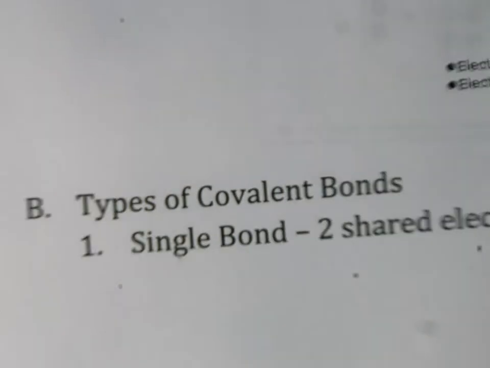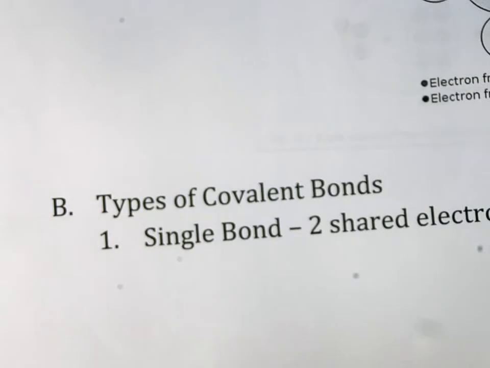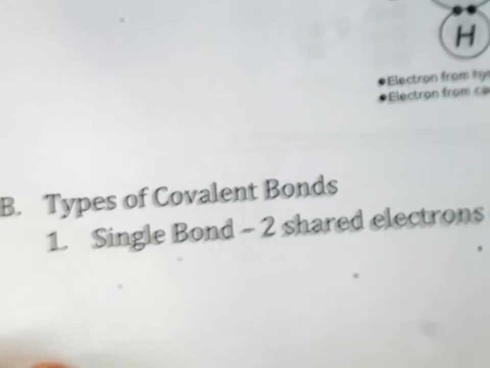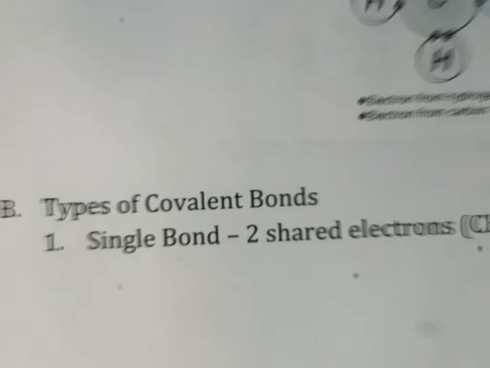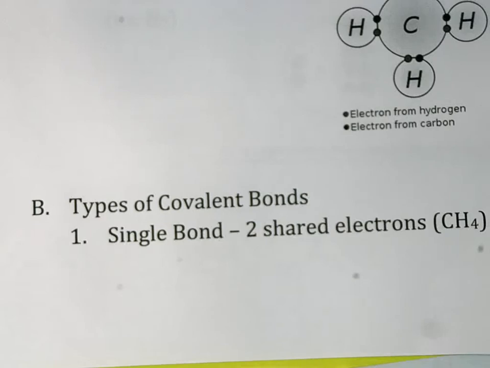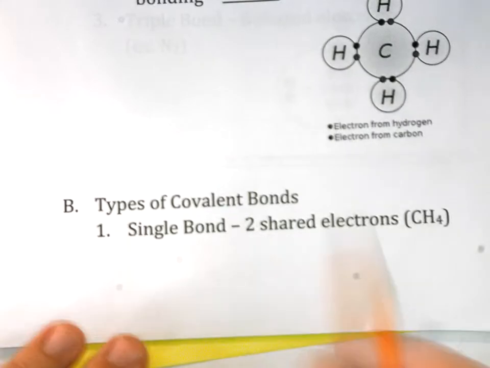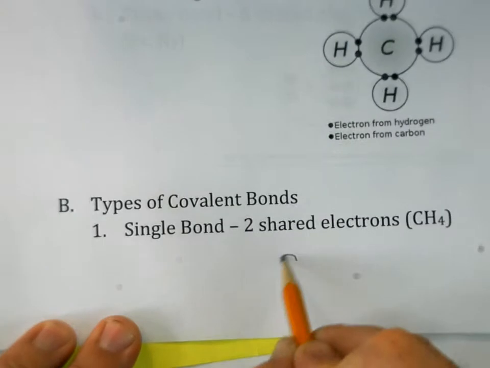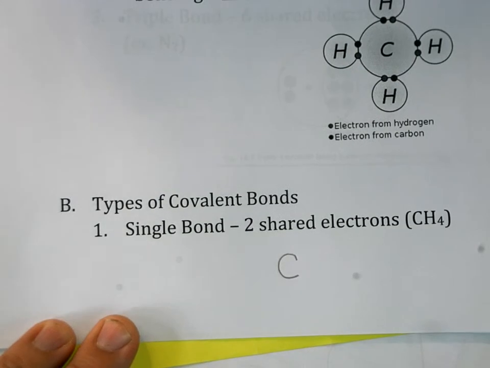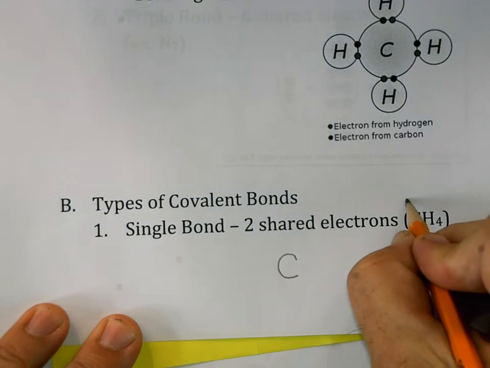So types of covalent bonds. We have the single bond. That's going to be one. It's going to be one pair of shared electrons. So for an example, let's do a Lewis structure for methane. This element here is methane.